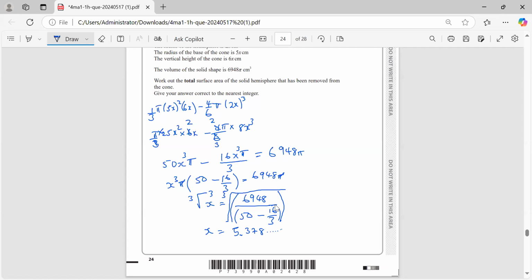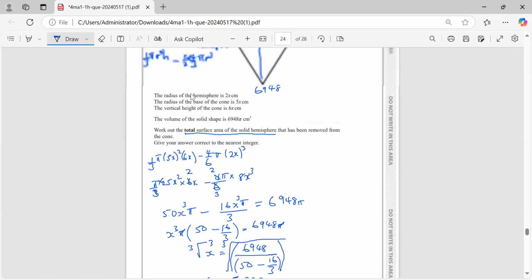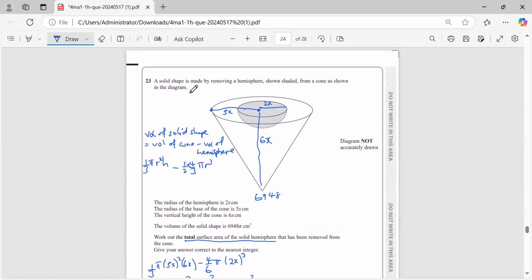The question wants us to work out the total surface area of the solid hemisphere, right? Total surface area of the solid hemisphere. So it's actually this one over here. We need to find the total surface area of this.